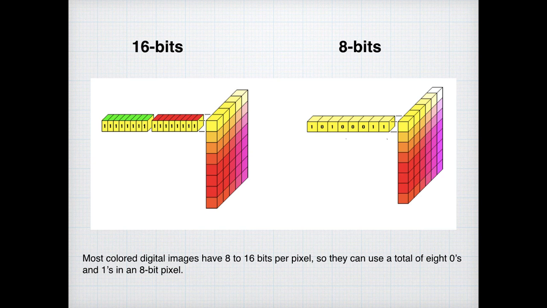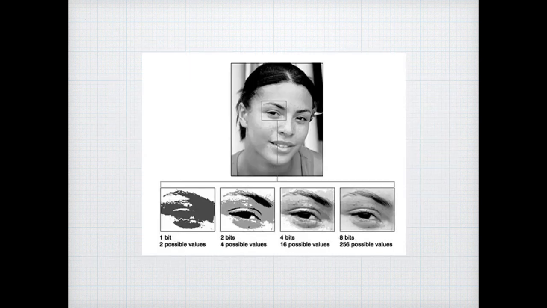So they can use a total of 8 zeros and ones in an 8-bit pixel, for example. Okay? And we're not going to get too nitty-gritty into bit depth and calculating the number of bits within each pixel and within digital images, but these are terms that you should know about.